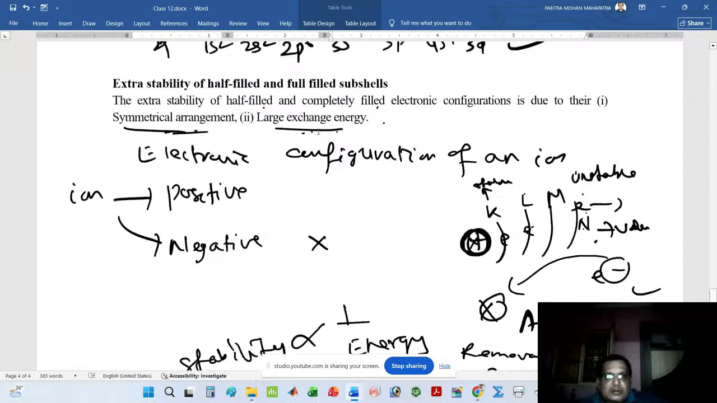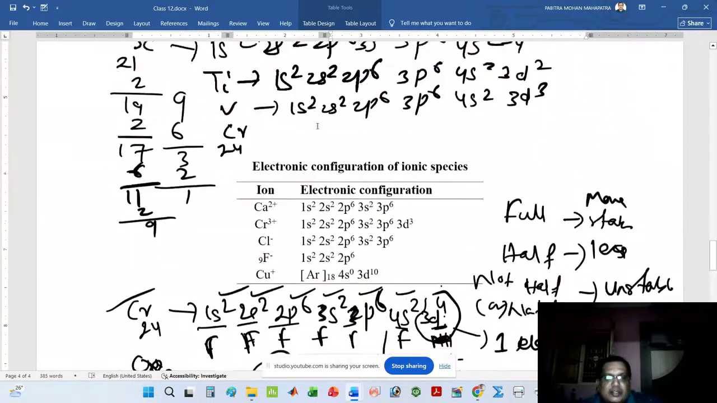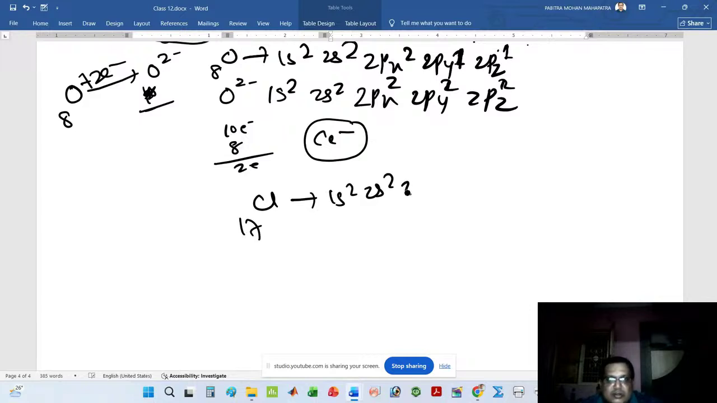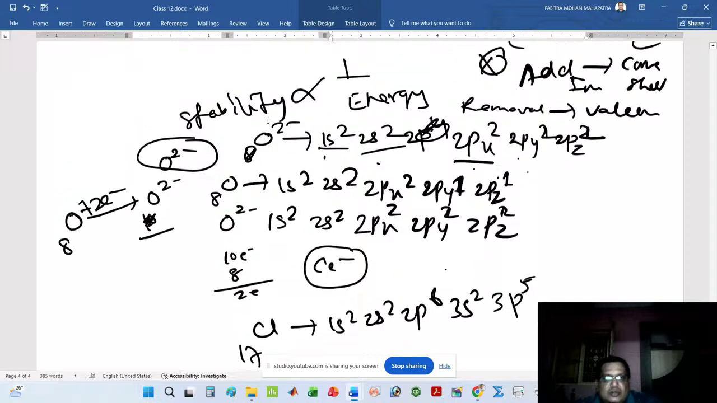Suppose think about another negative charge, that is Cl minus. Before going to the Cl minus electron configuration, think about Cl. That is 17, 1s2, 2s2, 2p6, 3s2. How much? 2 plus 2 plus 6 plus 2, that is 12. Remaining is 5. So here I can write 3p5. Yes or no? Is this the chlorine?